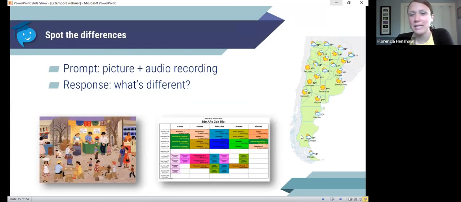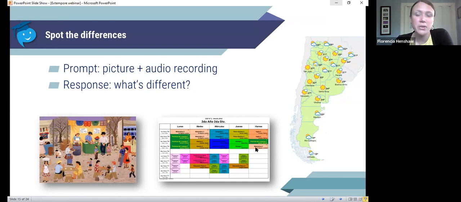Okay, so the first idea that I have would be something like spot the differences, where the prompt can be a picture plus an audio recording. And then the student's response is to say what's different. So you can use a map, you can use a schedule, you can use a painting, and all of these are authentic resources, by the way.